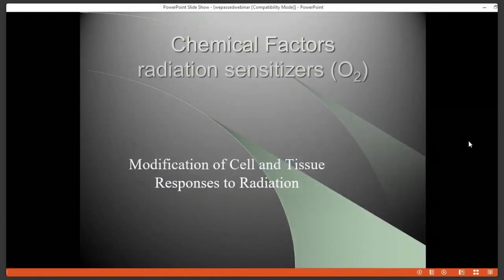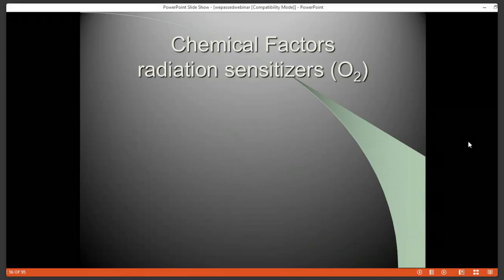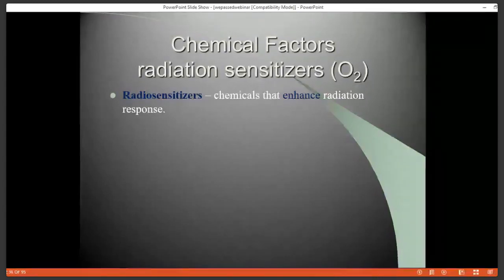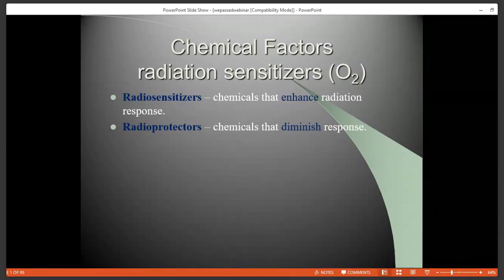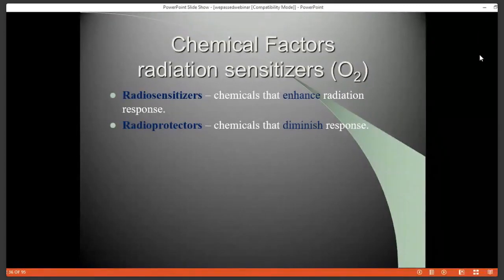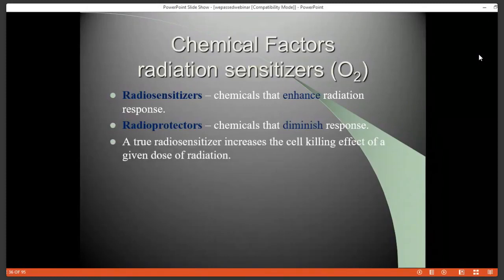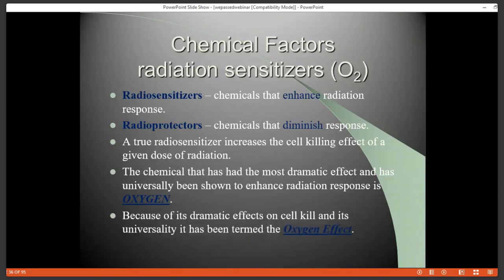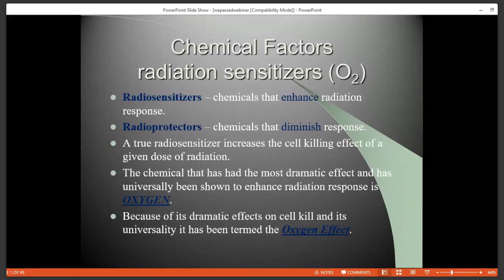Modifiers of cell and tissue response. What can we do to change radiosensitivity or radioresistance? Right, well, there are some chemical factors that are probably worth looking at here. Radiation sensitizers are chemicals that would enhance any radiation response. Radioprotectors, on the other hand, would diminish radiation response. A true radiosensitizer, by definition, should increase the total amount of cell kill for any given dose of radiation. And right now, the chemical that has the most dramatic effect, especially when we talk about tumor radiobiology, has to be oxygen. Right? Because of the dramatic effect that oxygen has on cell kill, it has its own term called the oxygen effect.